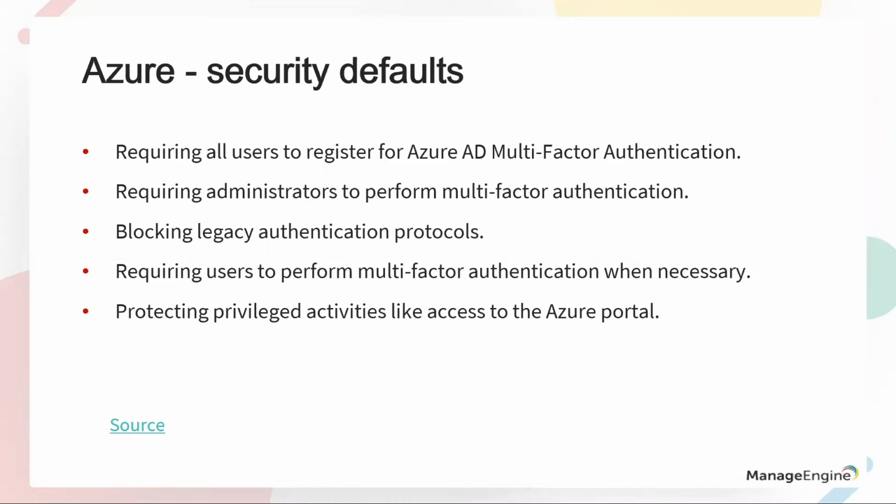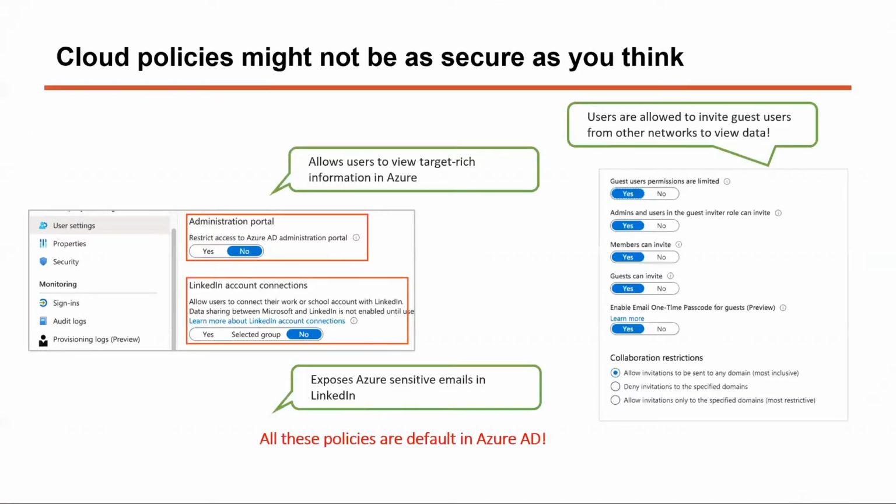And that is where I'm going to kickstart my talk today, right? Cloud policies might not be as secure as we think. For example, when we were given the keys to the kingdom of Azure, this admin page through Admin Center, one can access it, but you can restrict it. Only administrators could have the privilege of accessing it, or you have the option of allowing this to be open for all users. So the choice is yours.